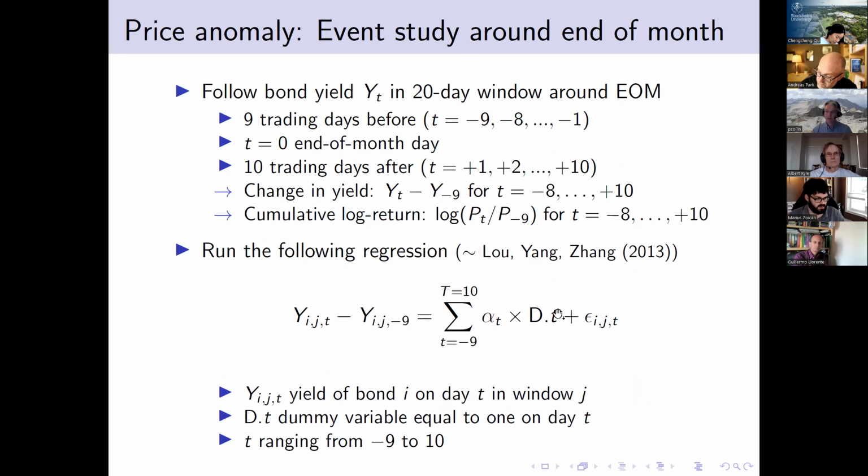So the way we document the pattern is we do something really simple. We're essentially looking at the change in yield relative to T-9, and then we're looking at the average change in yield. So we have a dummy for the day, and then we look at the coefficient on that dummy, which is essentially a measure of the average cumulative change in the yield from T-9 to T+10.